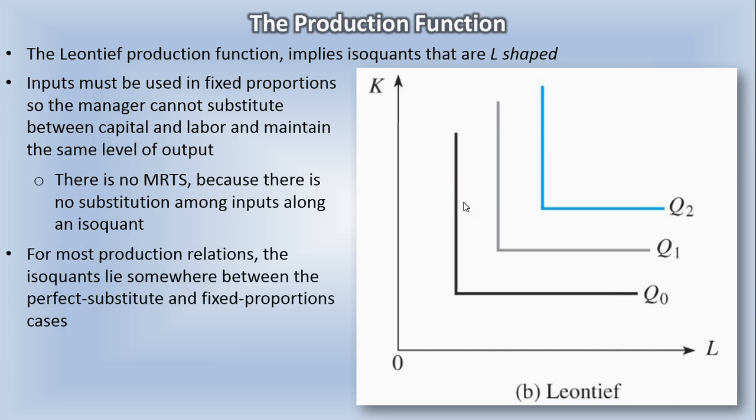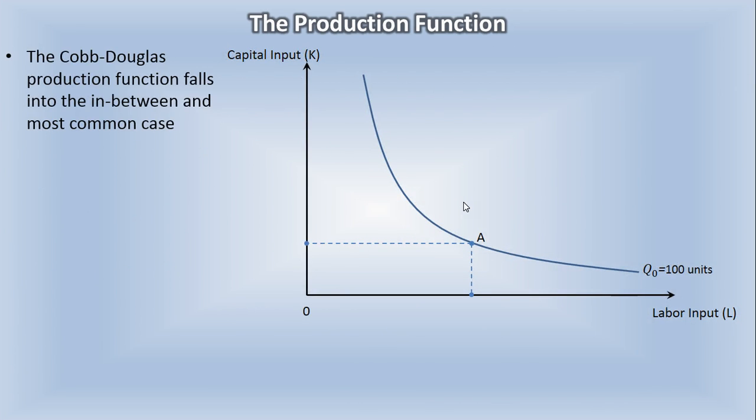For most production relations, the isoquants lie somewhere in between the perfect substitutes and the fixed proportions cases. So the Cobb-Douglas production function falls into the in-between and most common case and has isoquants that are represented by these convex shapes. So now let's talk about what the convex shape means. Let's say the firm is producing at point A, they're producing 100 units, and they're using this amount of labor and this amount of capital, let's say.